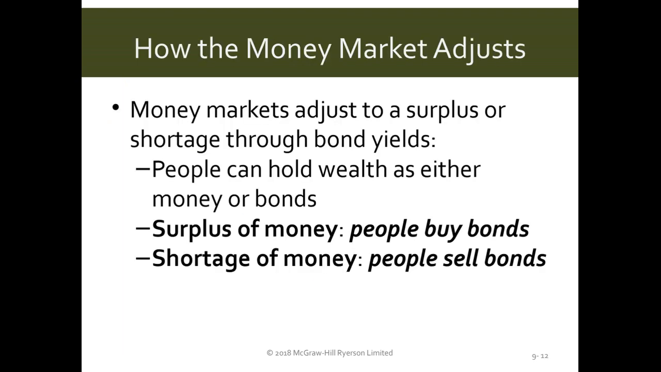So how does the money market adjust? The money market adjusts to a surplus or a shortage through bond yields. Now I'll discuss the bond market and bond yields as well. Remember, the assumption is that people can hold wealth as either money or bonds. I told you earlier that you do have other investment alternatives, but we are assuming that we are going to invest only in bonds.